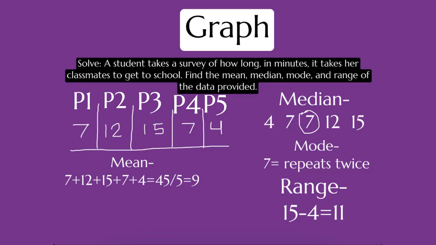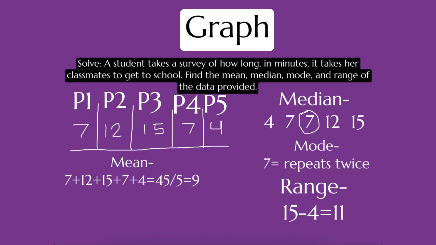Next, let's do our median. First, we need to rearrange the numbers, which we always put from least to greatest. After that, we can see that our middle number, or median, is 7. Moving on, we need to find our mode, which we can see is 7, because it repeats twice while all the other numbers are only seen once.